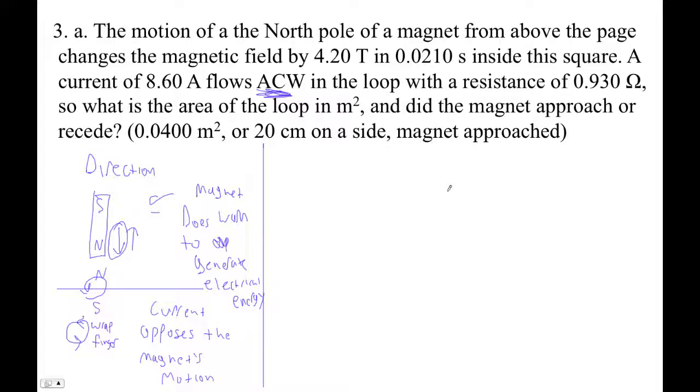And now let's see. We want to know what is the area of the loop in square meters. All right. So we're trying to find that. So our EMF is going to be NBA over T. I'm pretty sure it's just one winding, right? Our EMF is going to be V is IR. I'm using Ohm's law there, right? So the voltage is 8.6 amps. What's our resistance?